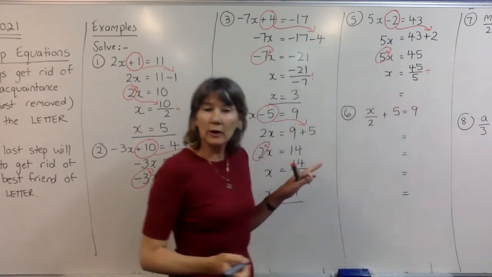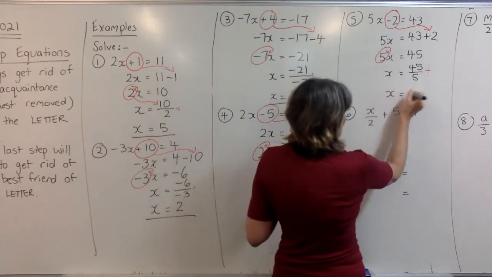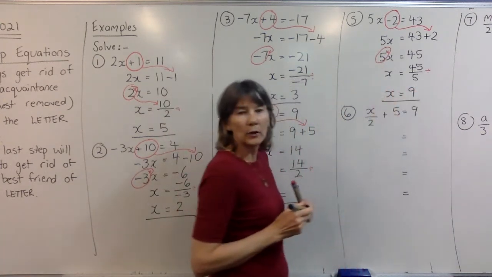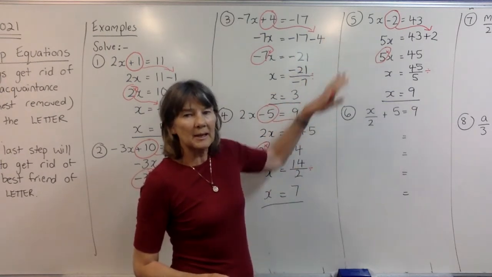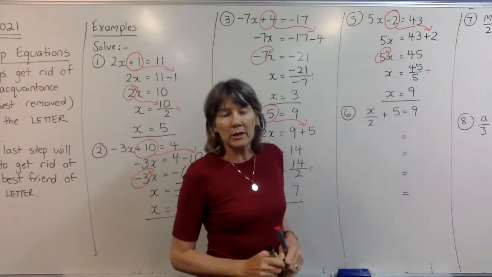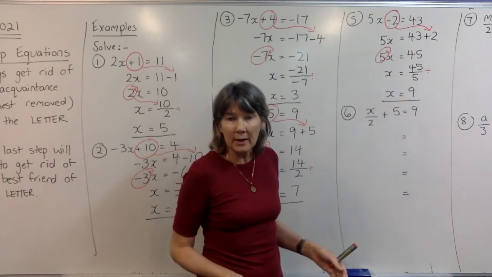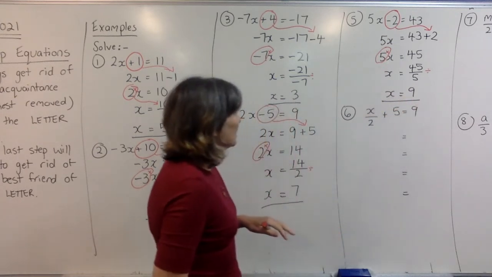Use your fraction key on your calculator, press in 45 over 5, and that will give you a 9 over there, and your answer is x equals 9. All your working has to be exactly how I'm doing it. Equal signs lined up. I don't want to see anyone just writing 9 down as an answer. It has to say x equals 9. Okay, let's look at the next one.